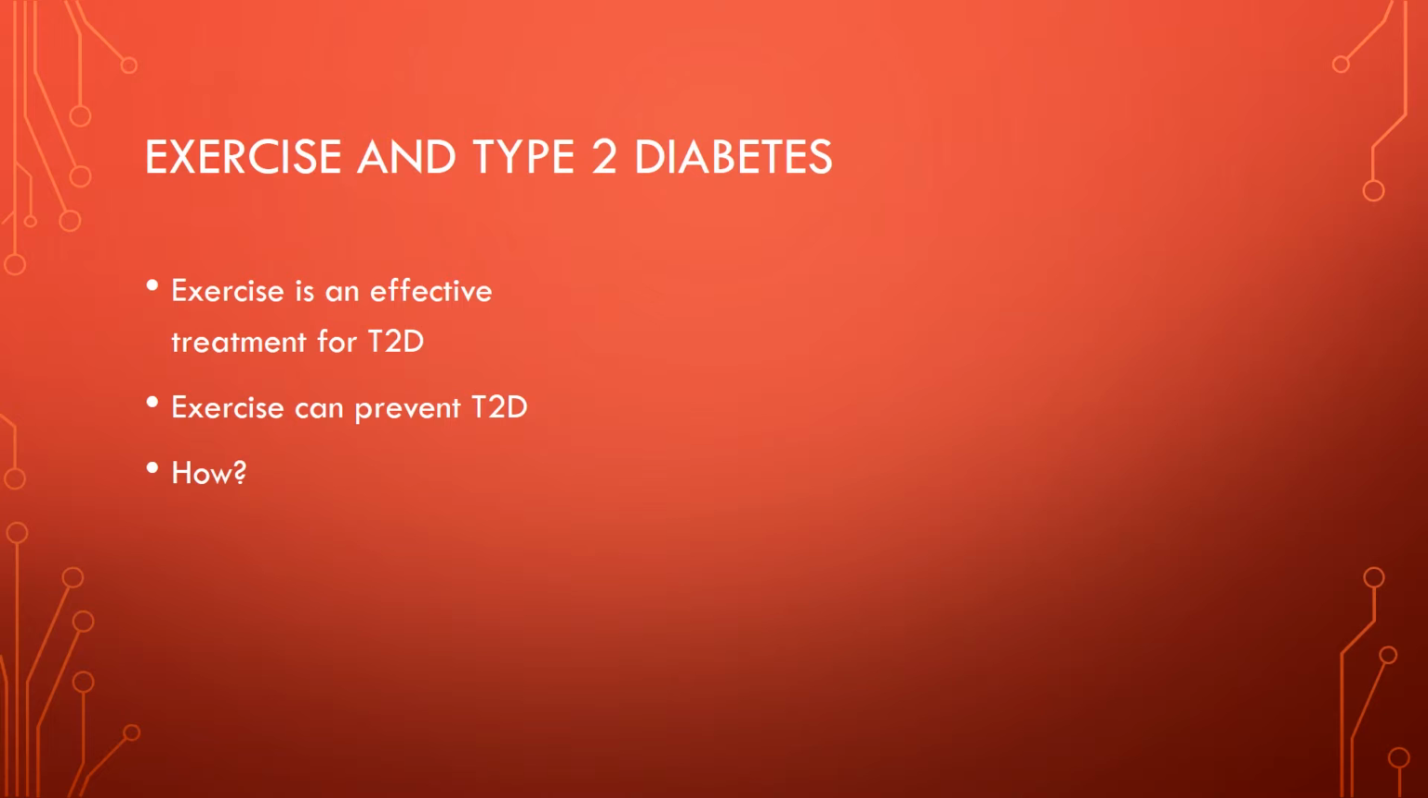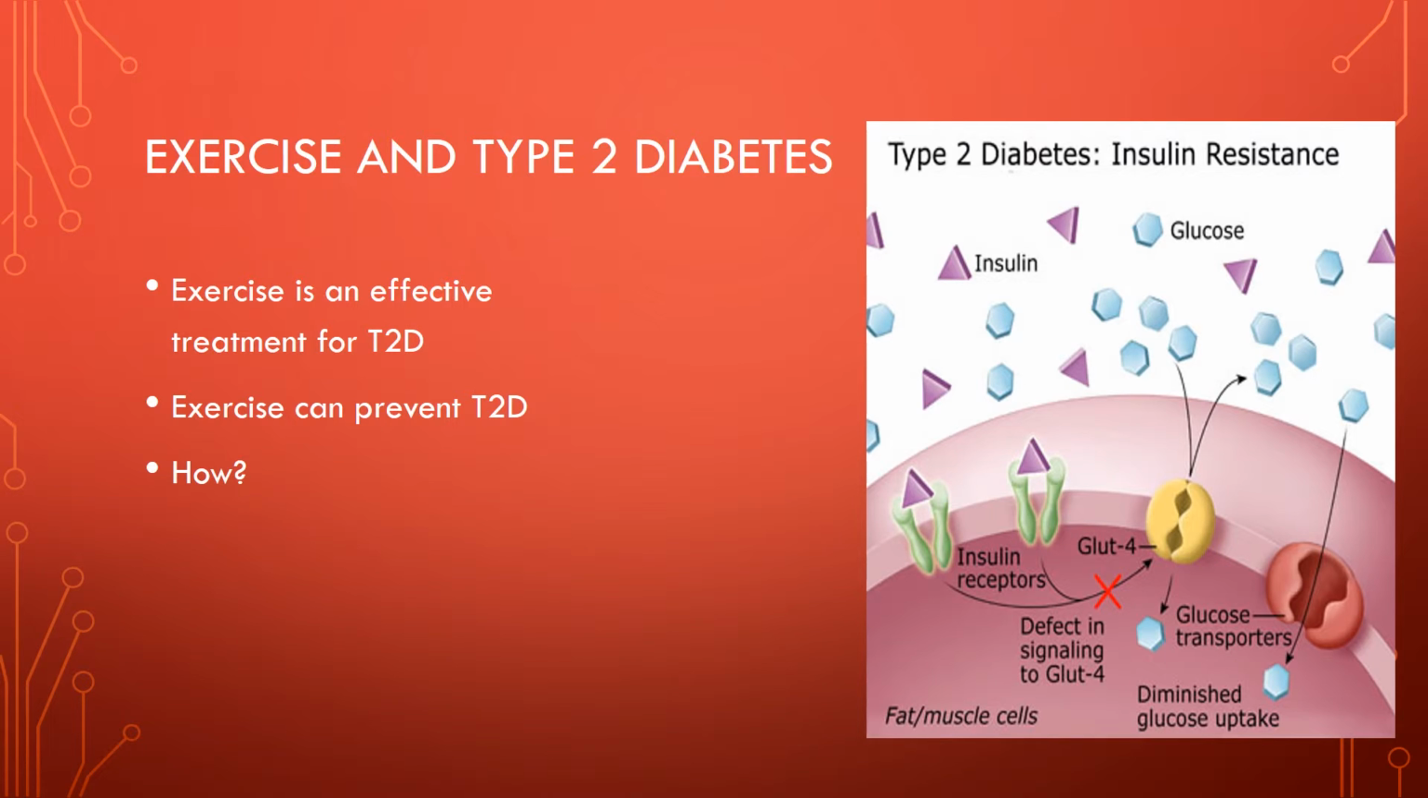With type 2 diabetes, there is considerable evidence that shows that exercise is an effective treatment and prevention, which is really good news. So let me show you how this works. You've seen this diagram before. With type 2 diabetes, remember there's insulin resistance. There's plenty of insulin, it just doesn't work properly. It doesn't signal the GLUT4 receptors to bring glucose into the cell.